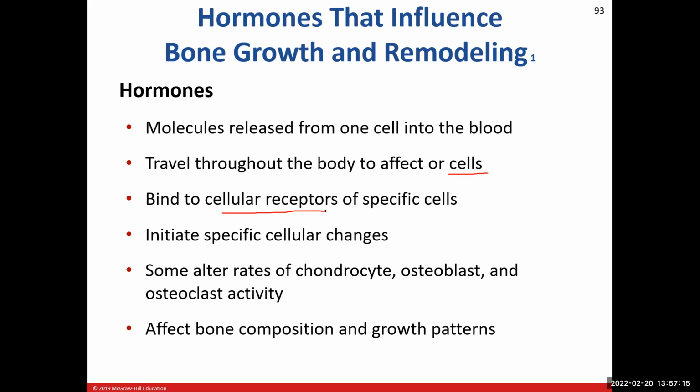Well, our target cells in this situation are going to be these bone cells. So some of the target cells that are going to be influenced are chondrocytes, osteoblasts, and osteoclasts. So we're going to now talk about how these hormones, these chemicals, are going to influence those cells, either to activate and do what they normally do, or to deactivate and stop them from doing what they do. And of course, this is going to affect the composition of our bone. And if we're affecting the composition of our bone, we're going to be affecting its growth.